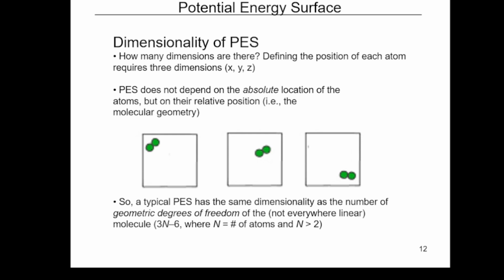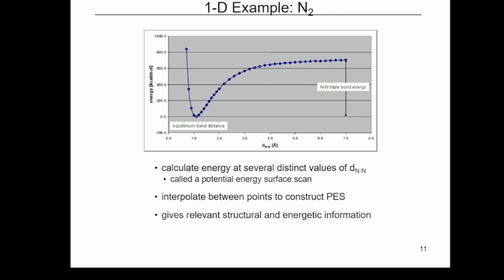Now the question arises, what is the dimensionality of potential energy surface? How many dimensions are there? In principle, any atom in a molecule has 3 degrees of freedom. So let's say if you have an N2 molecule, with the N2 molecule, you have 3N degrees of freedom. Now in this case, there are 2 atoms, so 3 into 2 is equal to 6. So for the nitrogen molecule, there are 6 degrees of freedom.